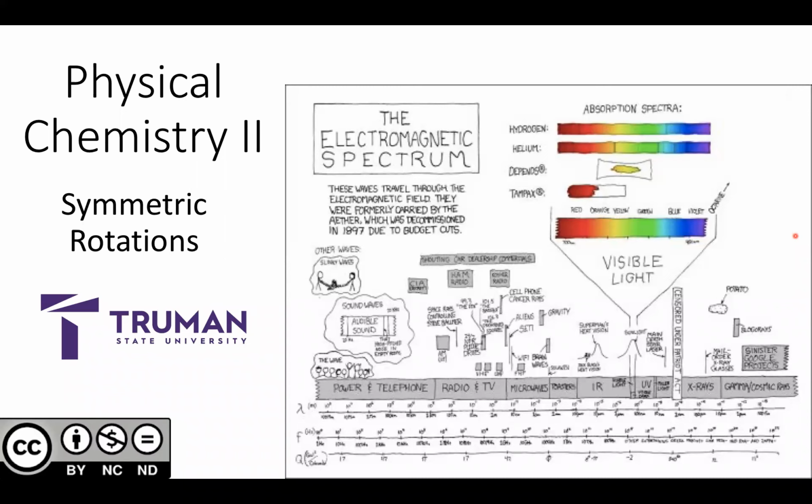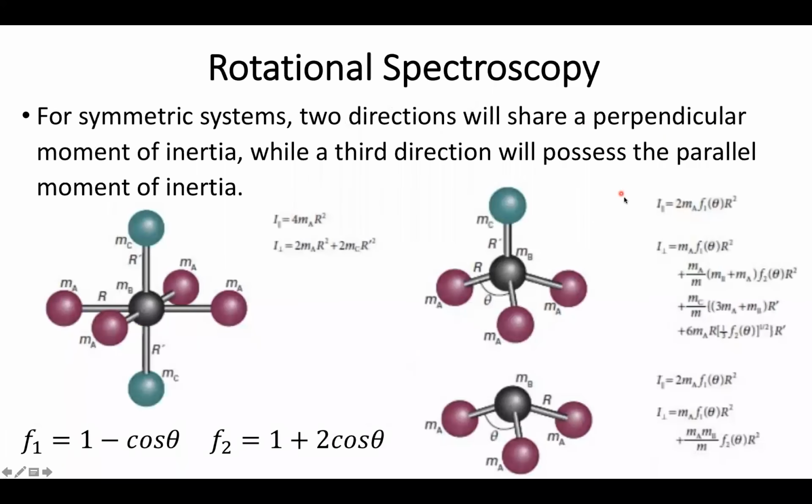So, today we're going to continue our conversation on rotational spectroscopy, except for now we're going to move beyond a simple linear or spherical rotor and talk a little bit more in detail about symmetric rotors. So, symmetric rotors, despite their name, are not completely symmetric. Their distinguishing feature is that they've got two different types of moments of inertia.